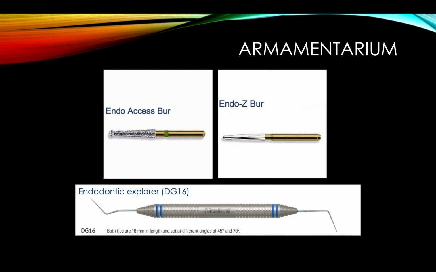We also need the endo-Z burr to help with the de-roofing of the pulp chamber, or to remove the roof of the pulp chamber. The endodontic explorer helps us to locate the orifices of root canals.